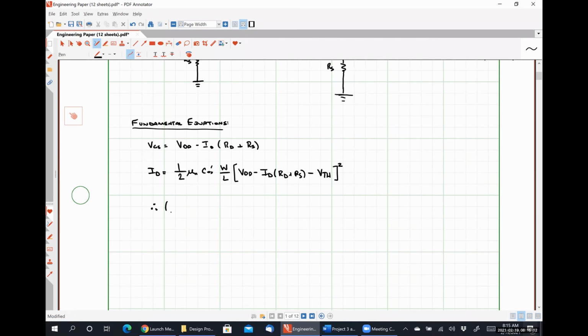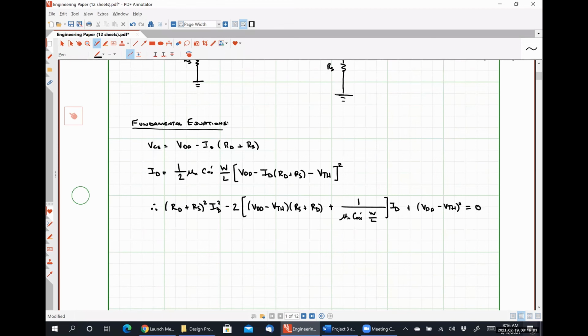And with more algebra than I'm willing to waste time doing, we can rearrange this and we find that we have RD plus RS quantity squared ID squared minus 2 VDD minus VTH RS plus RD plus 1 divided by mu n C ox W over L times ID plus VDD minus VTH quantity squared is equal to 0.